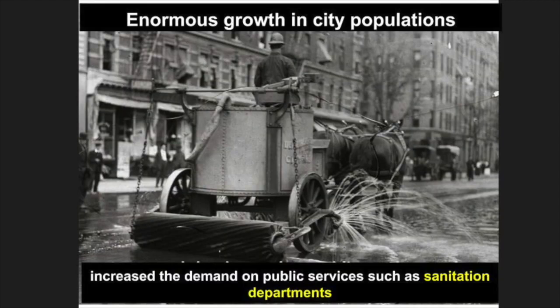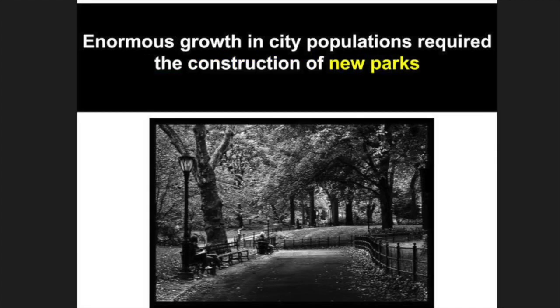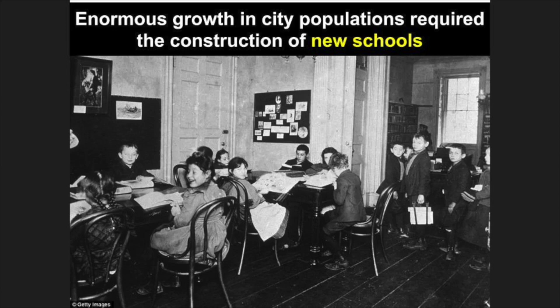The growth in city population caused an increased demand on the public services like sanitation departments. Here's a street cleaner. And it caused the construction of new bridges, as people were commuting and driving more and more. And with increase in cities, people desire to have green spaces, so they built parks. And a construction of lots of new schools. Public schools became much more common after 1900.